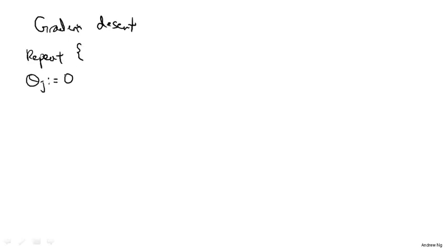Let's recap what we saw previously. We said that the gradient descent algorithm is an algorithm for minimizing a function, and what it does is it repeatedly updates the parameters theta j via this formula, where alpha is the learning rate. Okay, and you do this until convergence.